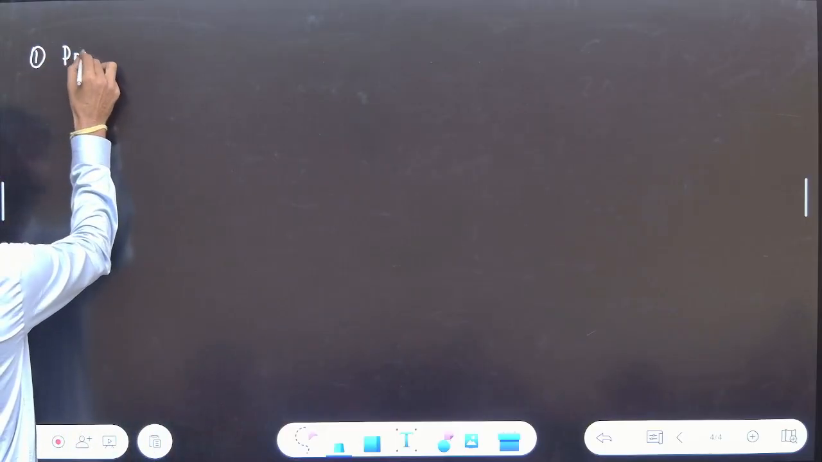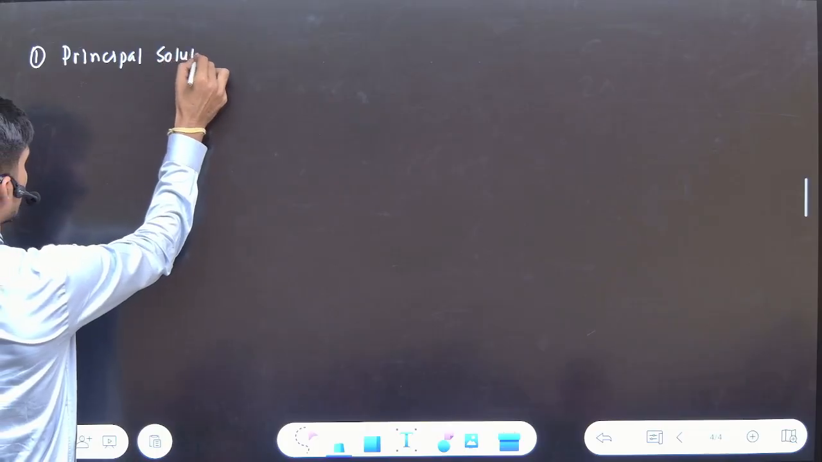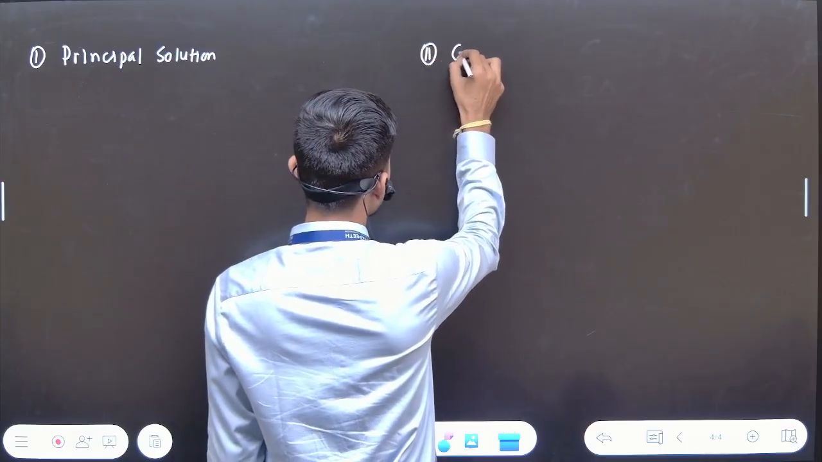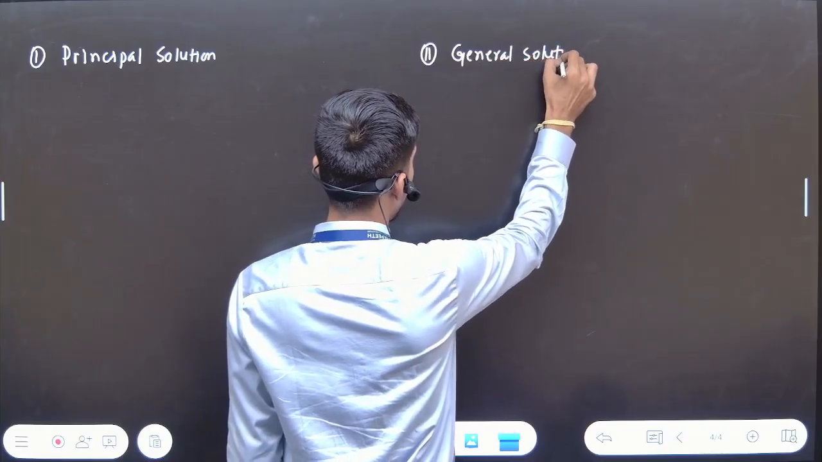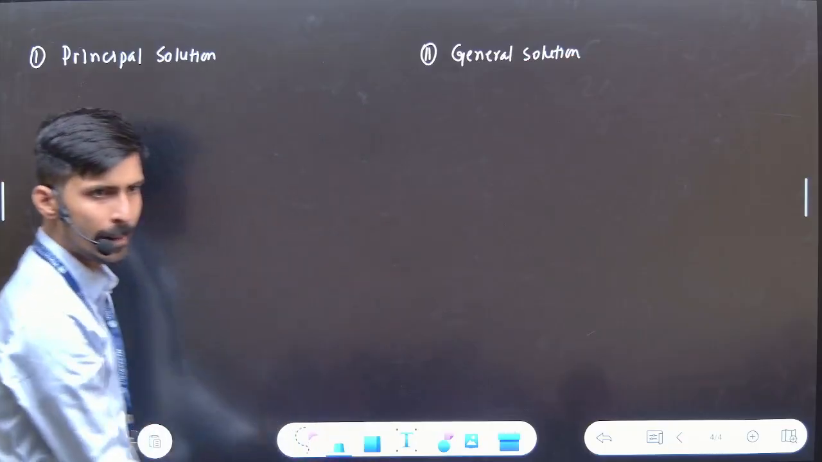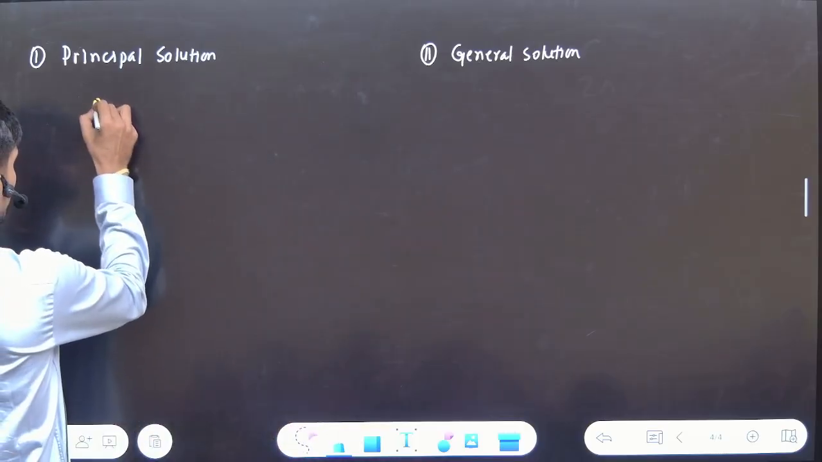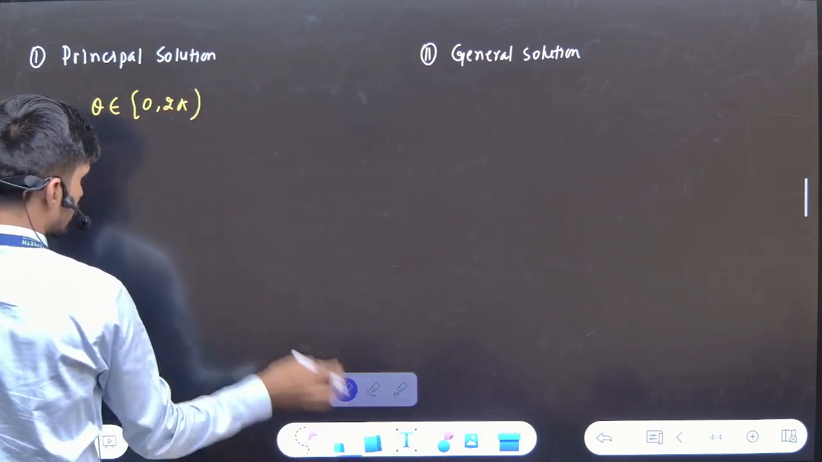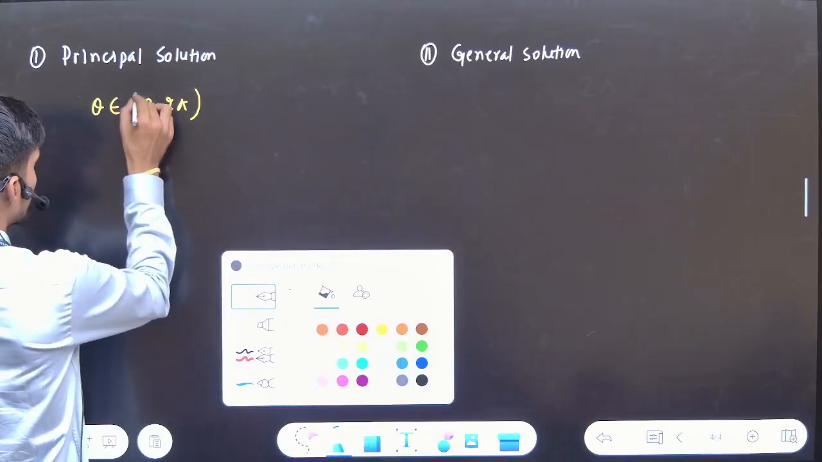So there are a total of two types of solution. The first type is principal solution. The second type is general solution. Principal solution means here we have to find the angle between 0 to 2 pi, closed bracket, 0 to 2 pi.